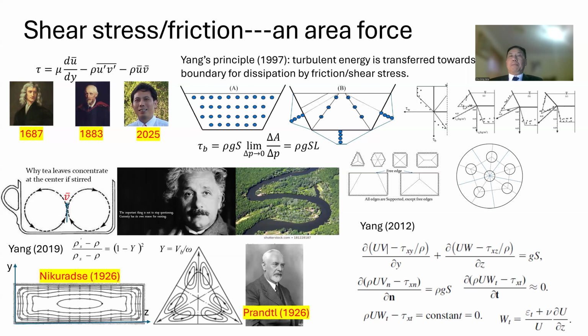I look at the same problem and I follow Prandtl's formula. This is the formula we call the governing equations. You can see we have two terms, the partial differential in the y direction and the z direction, put together equal to a constant, gravity and slope. This is a partial differential equation. You can solve it. And he is very smart.